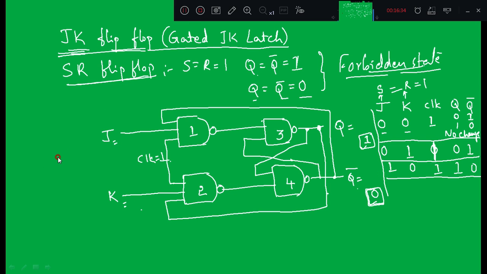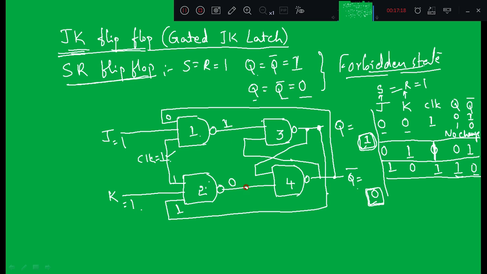Okay, so now we will make J equal to 1 and K equal to 1, right? Since the J input is high, the control input is also high, right? Now the output of the first two NAND gates will depend on the third input. Since Q is 1, because the previous state was 1 0, Q is connected to the third input of the second NAND gate, and Q bar is 0, which is connected to the third input of the first NAND gate, right? Since one of the inputs of the first NAND gate is 0, its output will become high. For the second NAND gate, all three inputs are high, so its output will become 0, right?